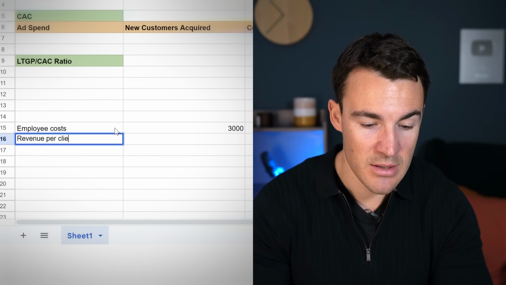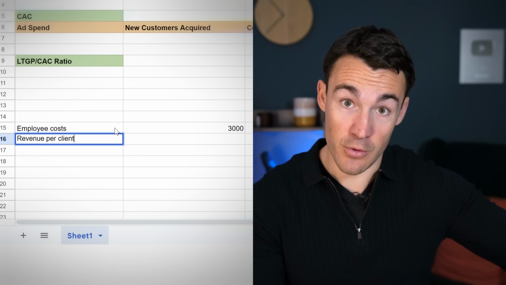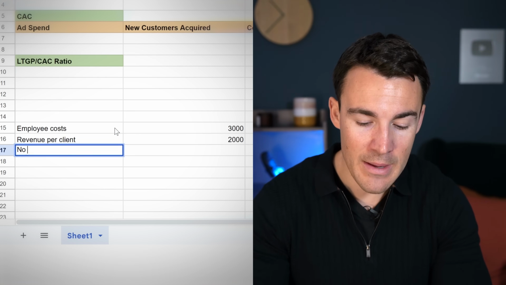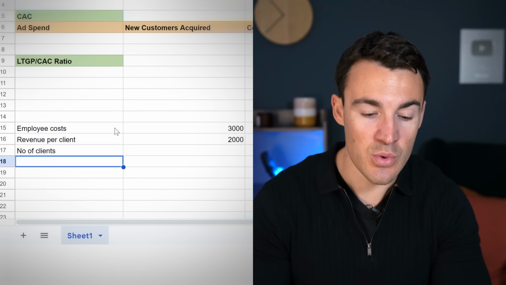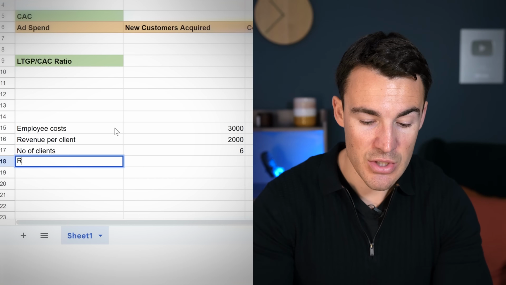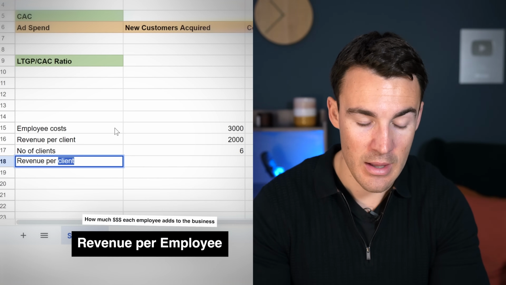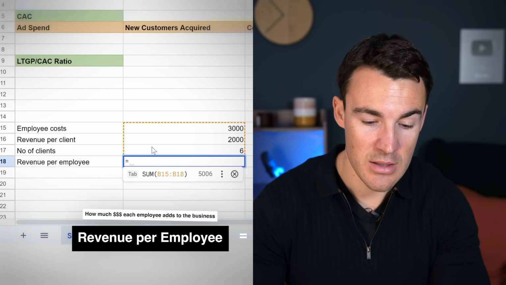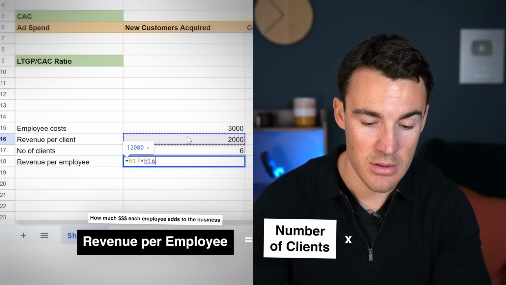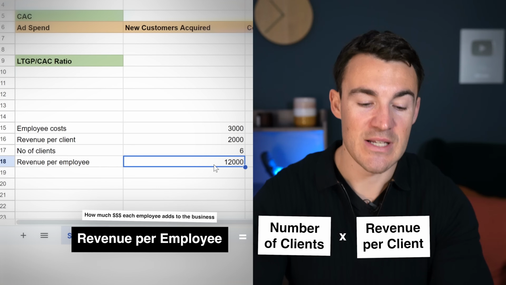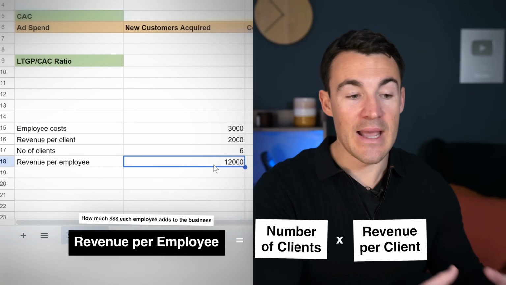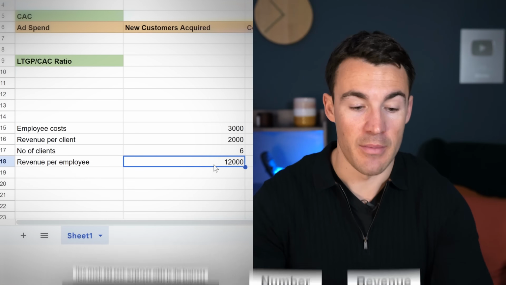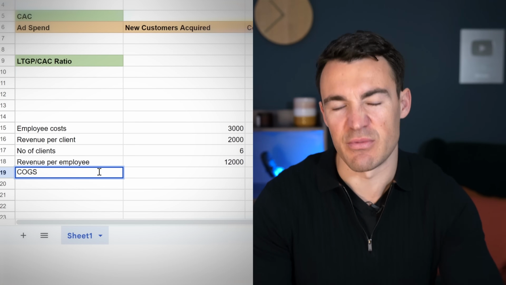Now the revenue per client that this employee is responsible for delivering for, they're providing the service for, let's say that's £2,000 per month, right? But that one employee can handle 6 clients, let's say, at any one time. So revenue per employee is going to be 6 times 2,000, 12,000. So basically that one employee that costs us £3,000 a month is responsible for delivering for clients that bring in £12,000 per month.